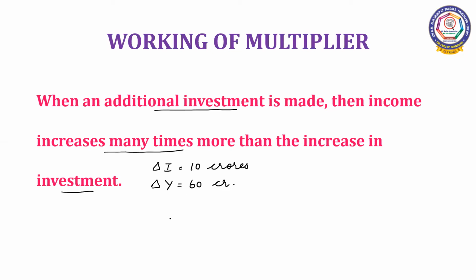Now this implies that increase in income is many times the increase in investment. Now let me calculate the value of multiplier. K is equal to, with the first formula, delta Y by delta I. Delta Y is 60 and delta I is 10. So it means multiplier is 6. This implies that the increase in income is 6 times the increase in investment.